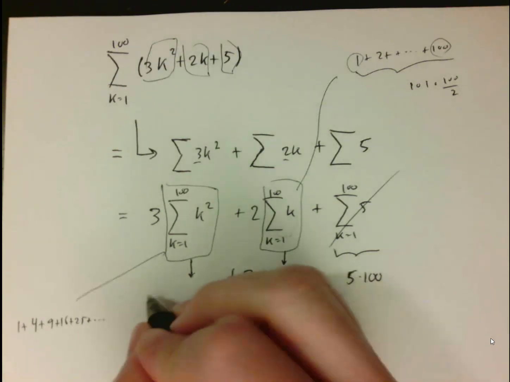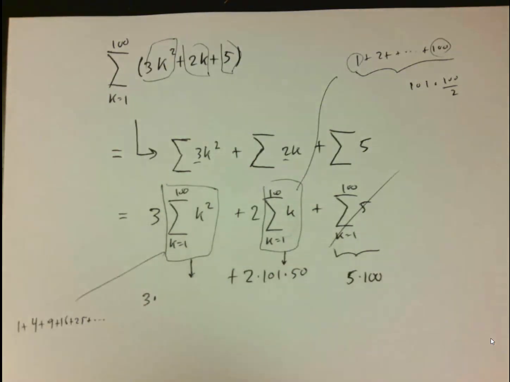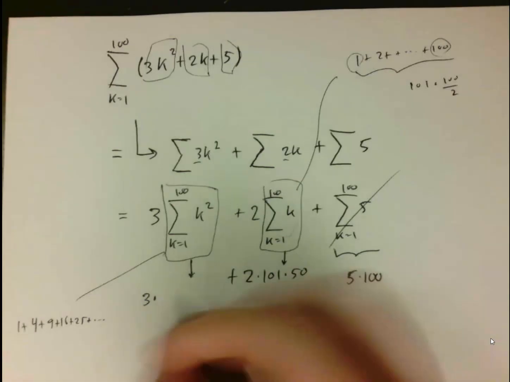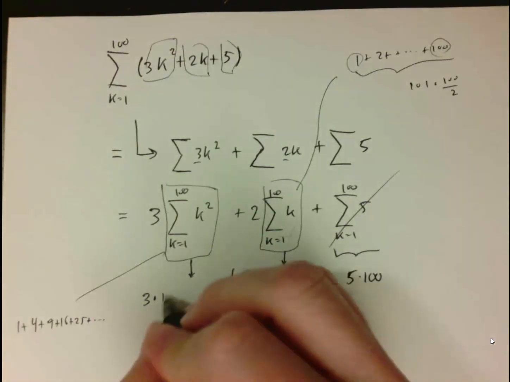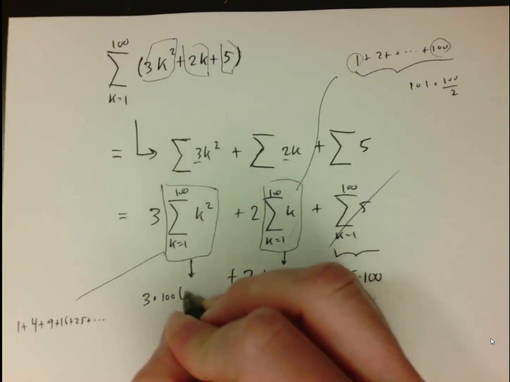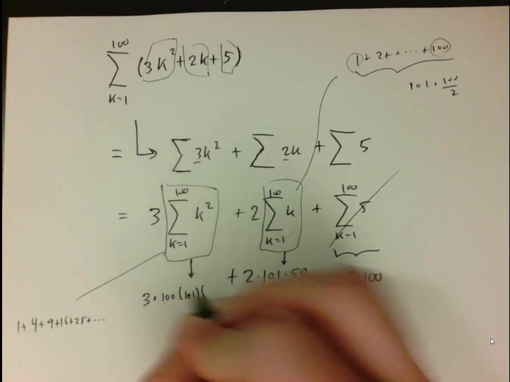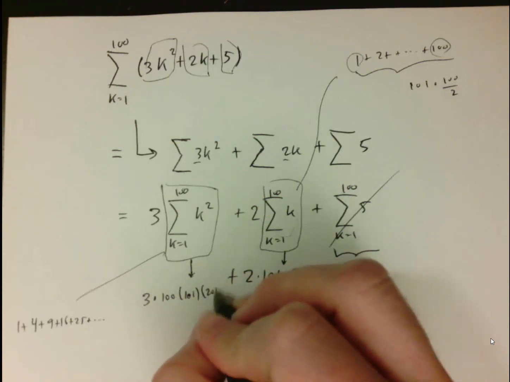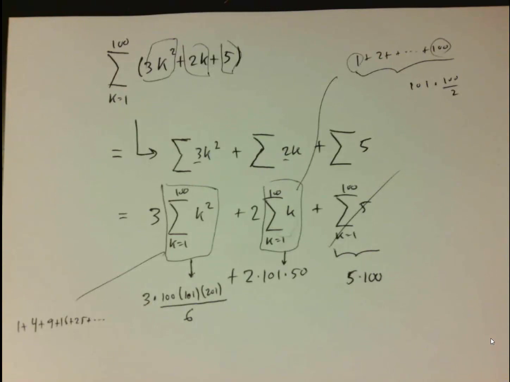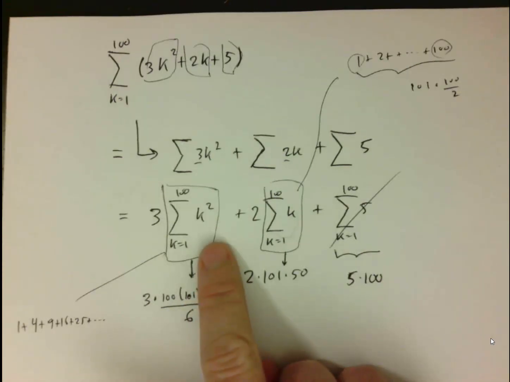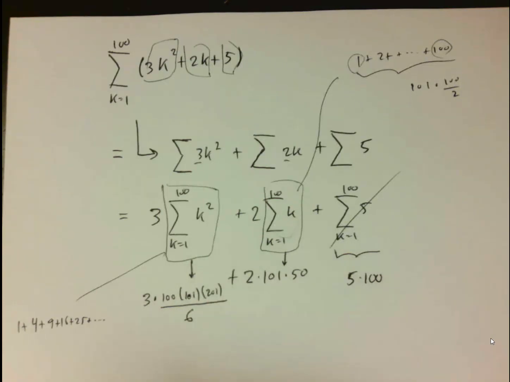So in this case, we've got 3 times, and then n here is 100, because that's how many terms we have. So the equation says 100 times 101, times 201, all divided by 6. This is one that you're actually capable of deriving on your own. It's a little tricky. It would take some time to figure out, but you could do it. The sum of cubes, I think, is quite a bit harder.